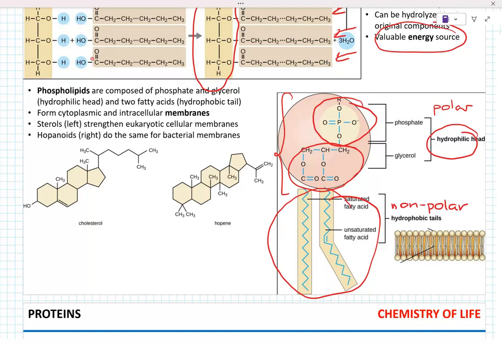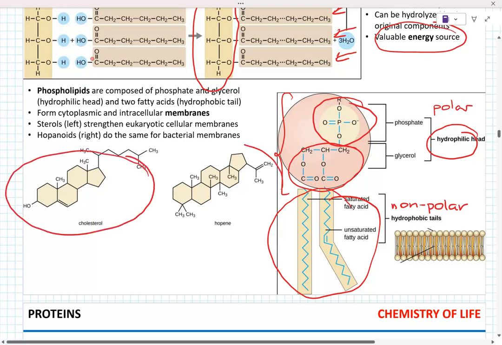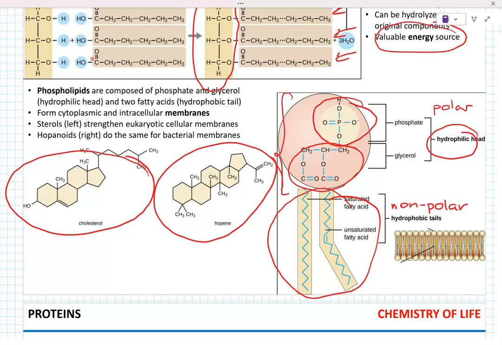Okay? And finally, these interestingly looking polycyclic lipids, sterols on the left and hopanoids on the right. Their function is to reduce the viscosity of cell membrane. Cell membrane is not a solid structure, it's not a wall. It's basically a very viscous liquid. If you add sterols or hopanoids, it becomes less rigid, more fluid.